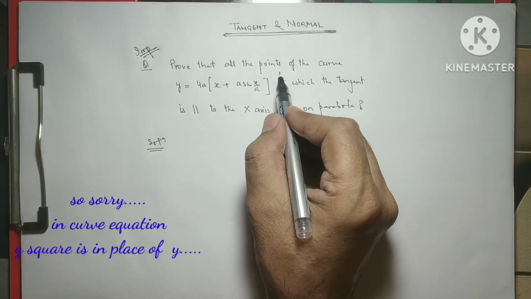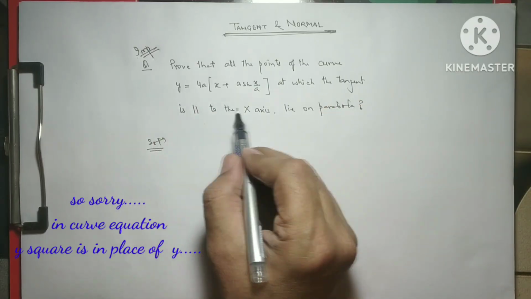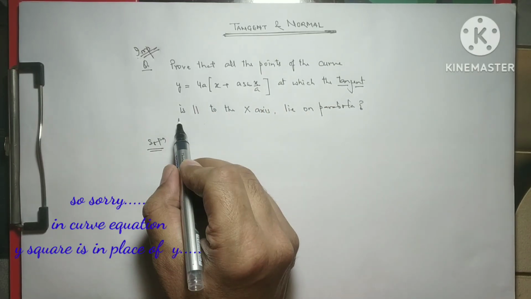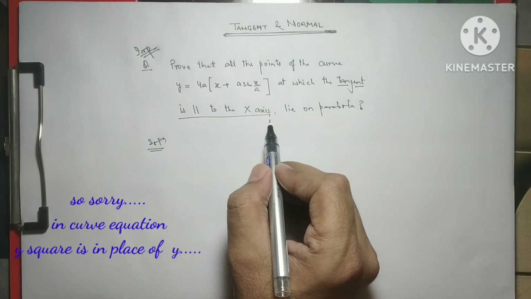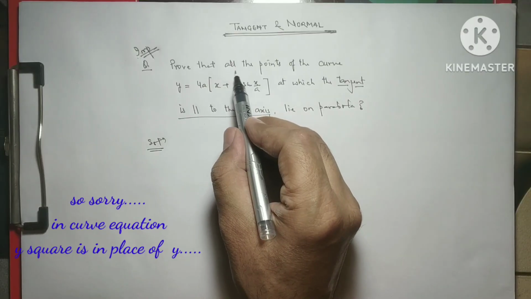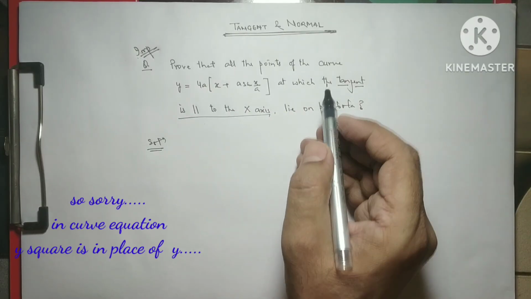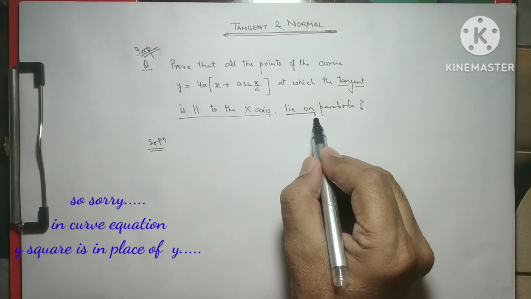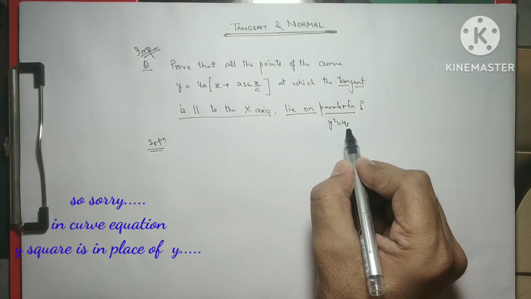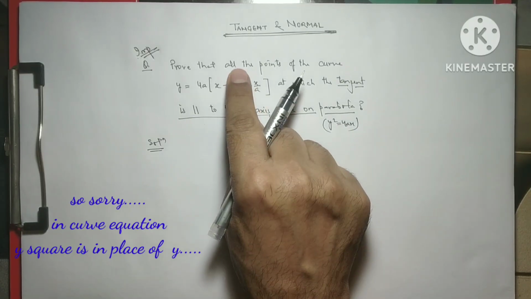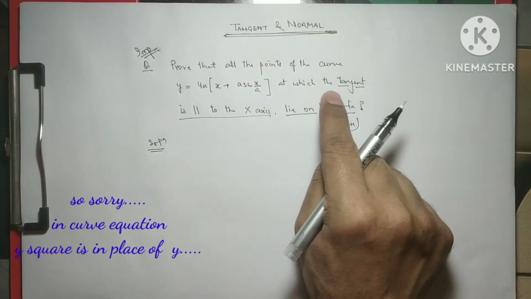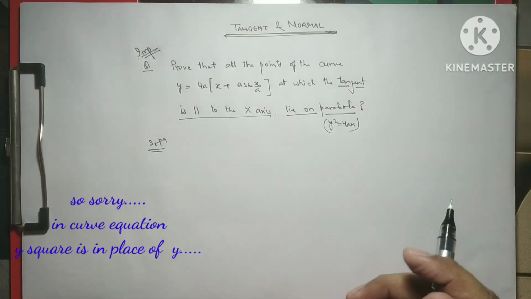All the points of the curve are those at which the tangent is parallel to the x-axis, and we will prove this. All the points of the curve lie on the parabola. Parabola means y square equals 4ax. So all points should lie on the parabola if on this parabola the tangent is parallel to the x-axis.